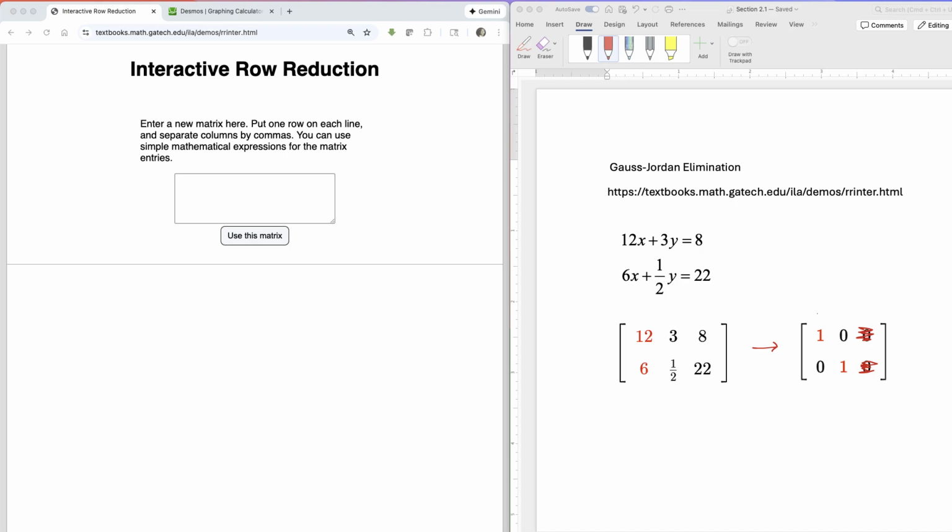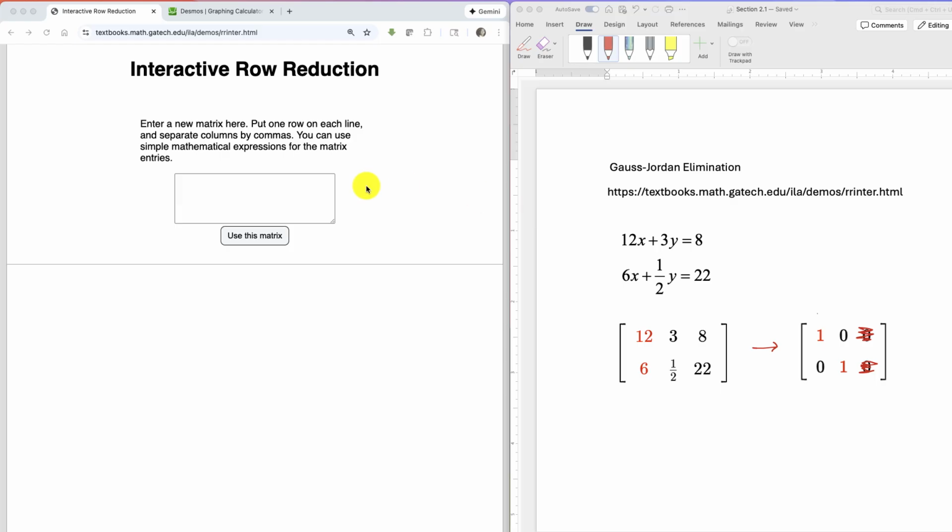In this video, I'm going to show you how to use Gauss-Jordan Elimination with this interactive applet. Here's the URL for it. Here's our system of linear equations. We're just doing two variables here.